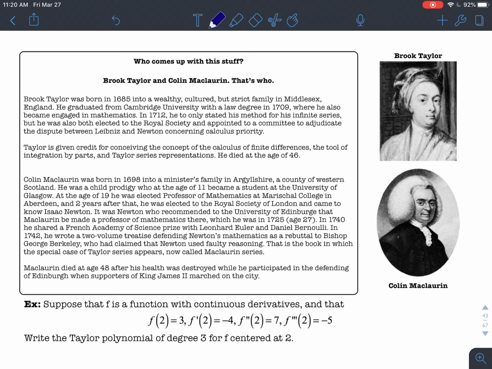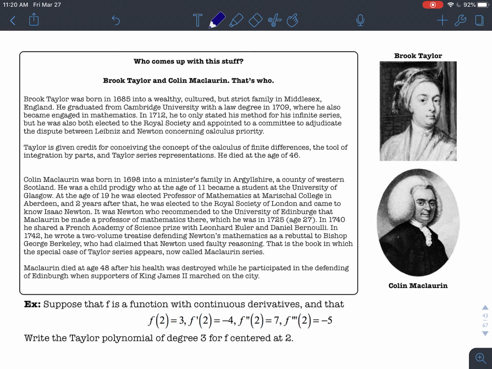So in 1712, he not only stated his method for infinite series, but he was also elected to the Royal Society and appointed to a committee to adjudicate the dispute between Leibniz and Newton about who came up with calculus first, right? That was a major debate, and that's why we refer to them both as the fathers of calculus, because it's unclear who developed it first.